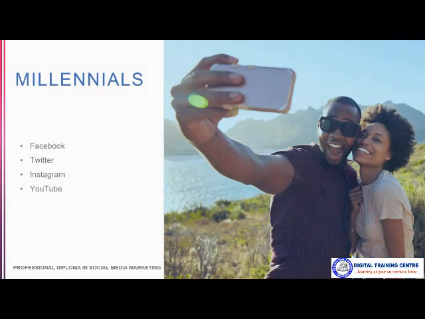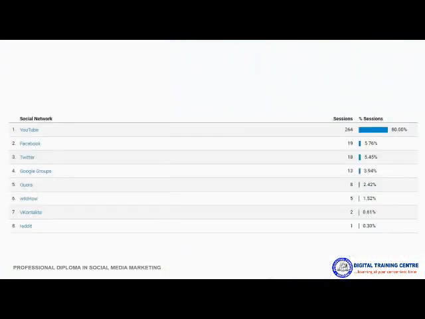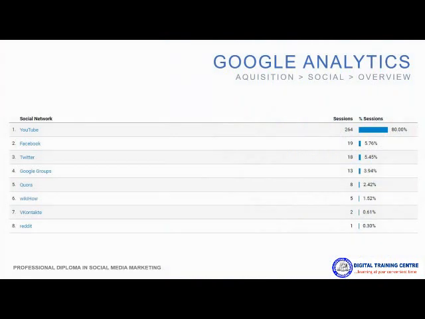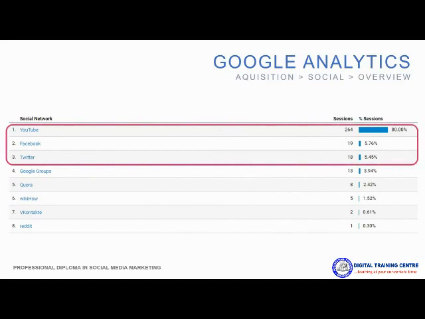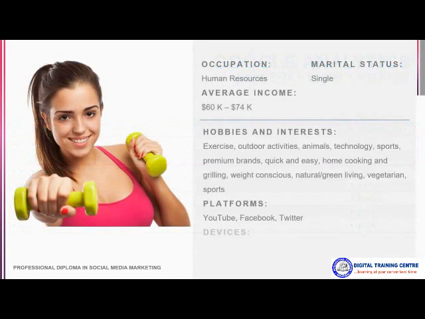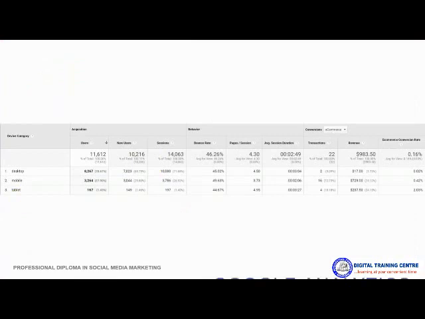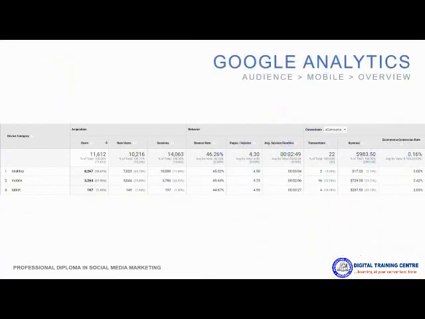But that might not be relevant to our company or to our app. So we then want to go back into our Google Analytics. And if you go to acquisition and social overview, you can then see what the top performing social networks are. You have YouTube, Facebook, and Twitter. We can then add this information into our buyer persona. So now we have specific platforms that we want to focus on. And then finally, we want to identify the specific devices that they use. So we can go back onto our Google Analytics, and if you go to audience, mobile, and overview, here you can see what device categories these people are using.